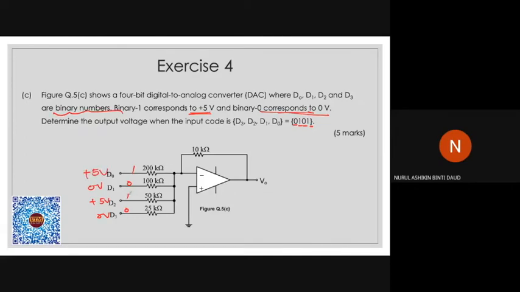Okay, so the question asks you to determine the output voltage for this circuit. So first of all, to determine this output voltage, you need to determine each current flow here first. So you need to find how many currents flow here. Since this is 0 volts, the currents also will be 0. So for this one, D3 and D1 are very straightforward. There's no current flow from here and here too. So what you need to calculate is D0 and D2.